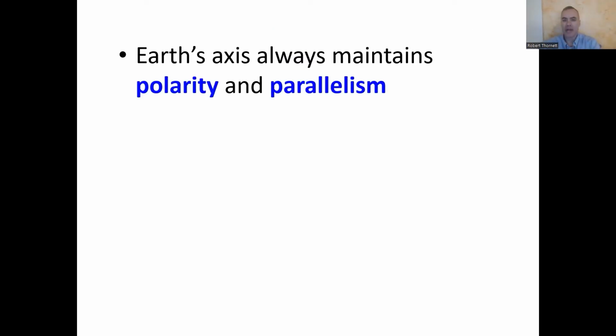Let's talk about the Earth's axis. Again, it's not an actual stick or something you could point to. It's just an imaginary line through the Earth around which the Earth spins, rotates. Earth's axis always maintains two properties that both start with P. One is polarity, and the other one is parallelism. Polarity and parallelism, they go together.